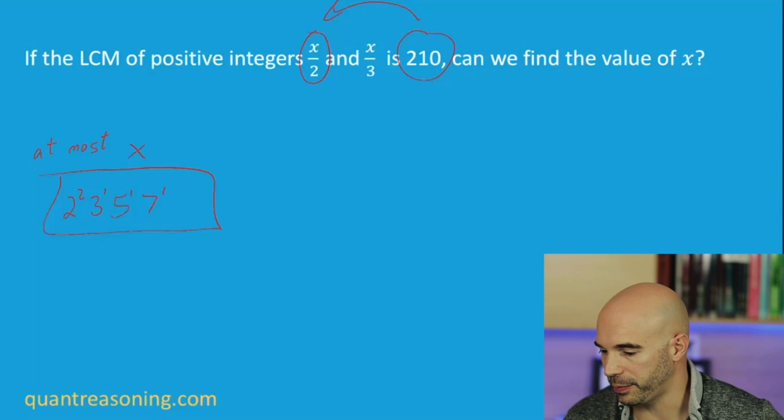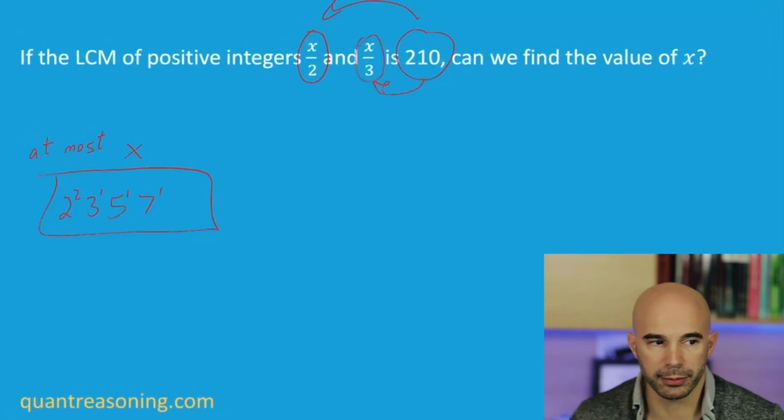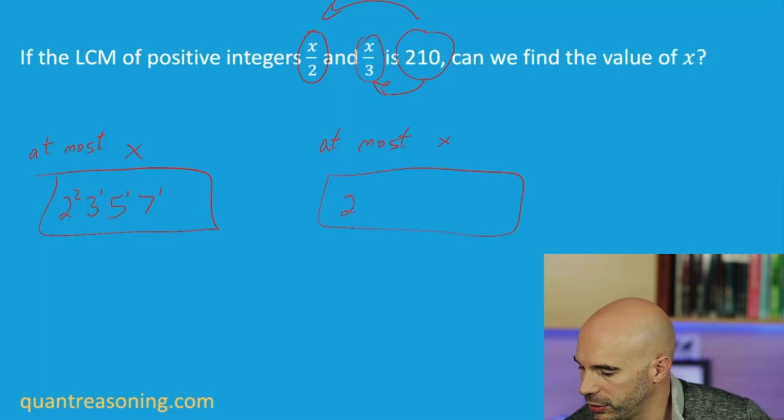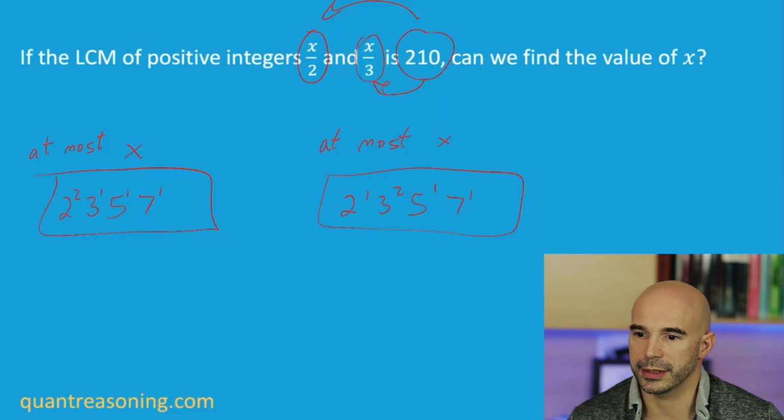Just from looking at that part. And then separately, just from looking at this part, just from knowing that 210 is a multiple of x over 3, at most, what can we say about x? At most, it's 2 times 3 to 2. Yeah, 5. At most. And at least it's 3. And at most it's this.